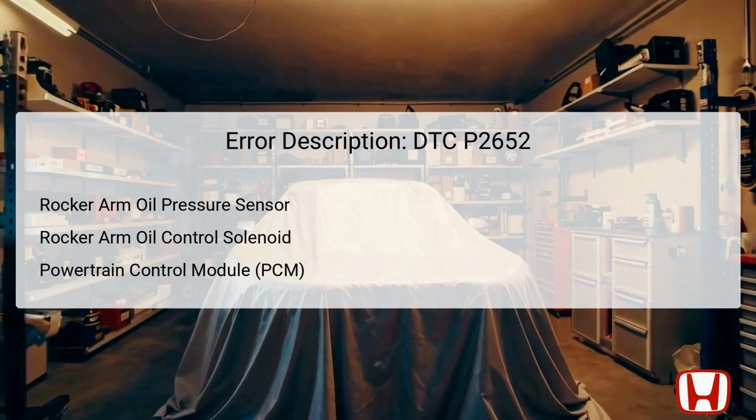The rocker arm oil control solenoid, situated in the same assembly, regulates oil flow to the rocker arms based on the VTEC system's demands. It activates or deactivates depending on engine oil pressure conditions, facilitating either VTEC engagement or disengagement. If the PCM detects that the oil pressure remains high while the solenoid is off, it concludes that there is a fault, stored as DTC P2652. Understanding the locations and roles of these components is essential for effective troubleshooting.